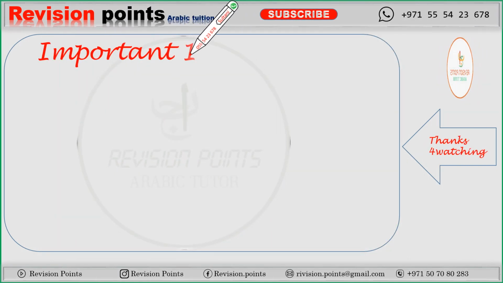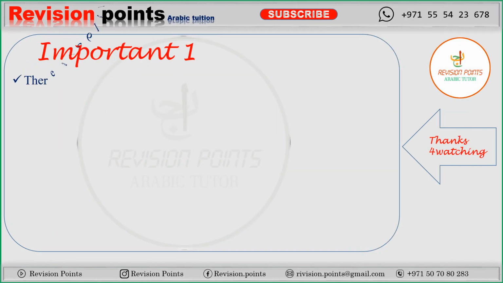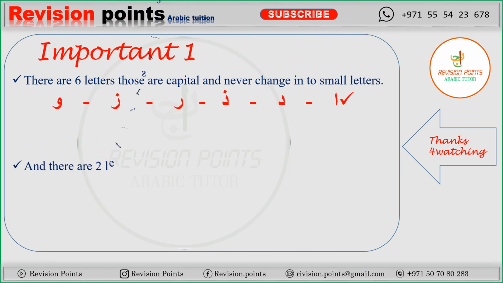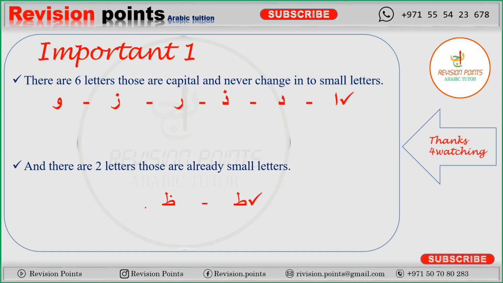Important. There are 6 letters. Those are capital letters and never change into the small letters. These are called naughty letters: Alif, Dal, Zal, Ra, Za and Waw. And there are some more rules we will discuss in the next class. Ta and Za, these 2 letters are already small letters.